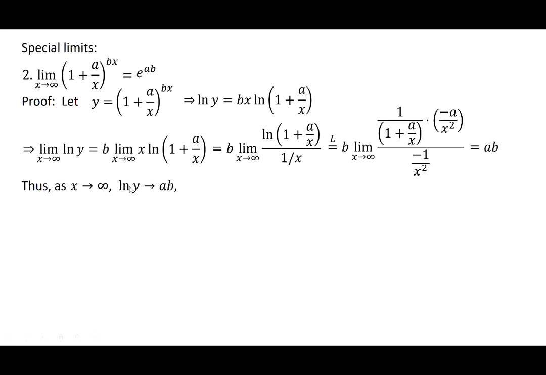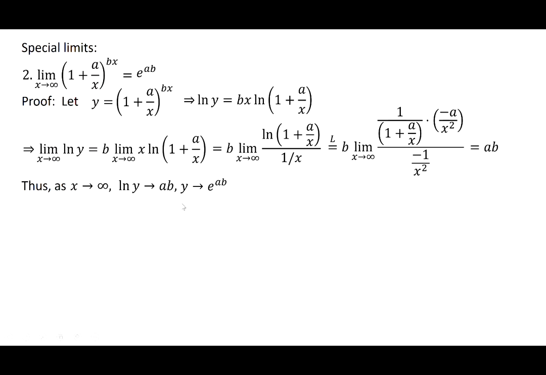Well, raise both sides of the equal sign to a power of e, and you get e to the natural log of y is equal to e to the ab. Right? But e to the natural log of y is nothing but y. Oh, so y would be equal to e to the ab in that case. Or in other words, y would approach e to the ab. Are you cool? All right. So y approaches e to the ab.